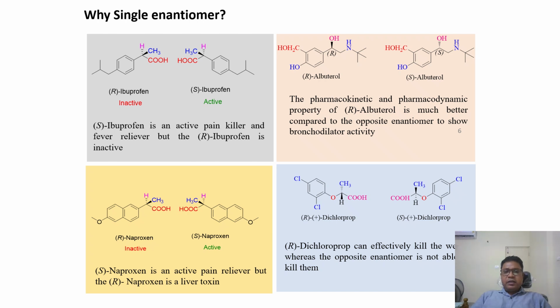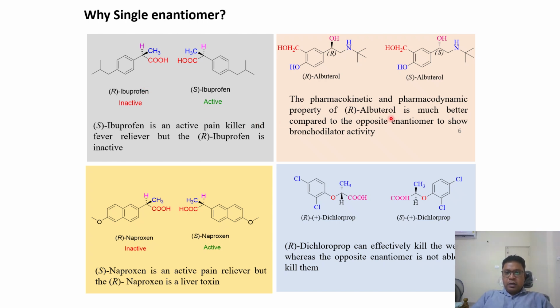So why do we need a single enantiomer of a drug molecule? We can see, as I told you, that R ibuprofen is inactive and S ibuprofen is the active painkiller. So if we take the racemic mixture, the R ibuprofen will enter our body but it will not do any job. So why should we take an extra chemical in our body?